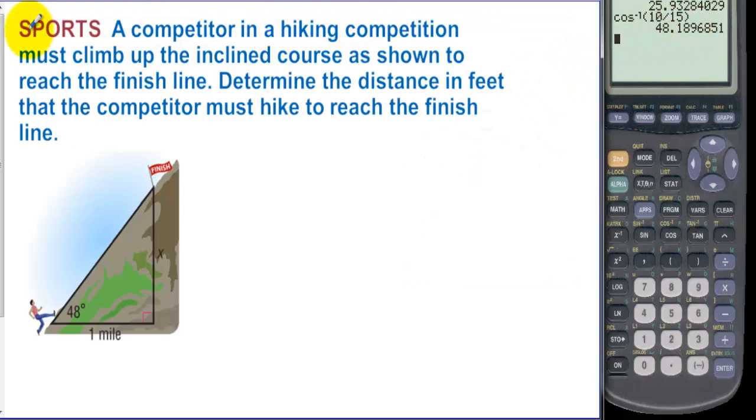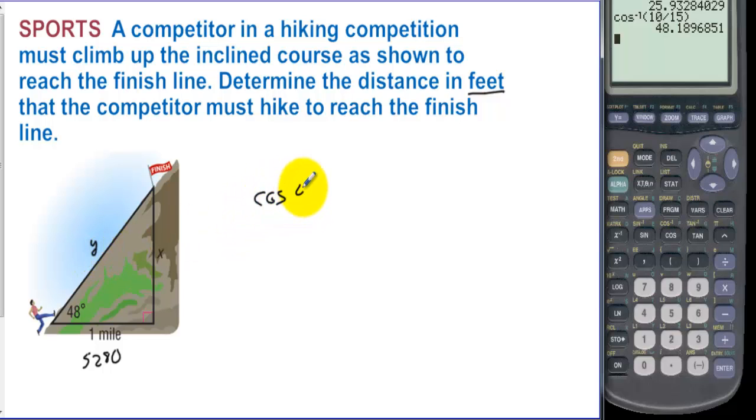A competitor in a hiking competition must climb up the inclined course as shown to reach the finish line. Determine the distance in feet that the competitor must hike to reach the finish line. So we've dropped a line straight down from the finish line, and the competitor starts 1 mile from the base of that line segment. Now that's 1 mile, so it's 5,280 feet, and they want the distance in feet the climber has to go to reach the finish line. So we want this side over here.